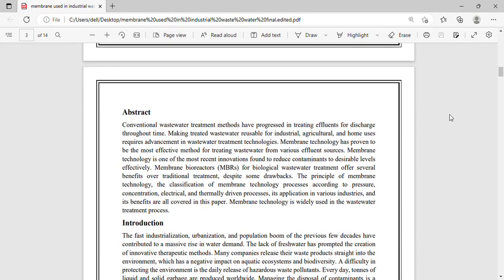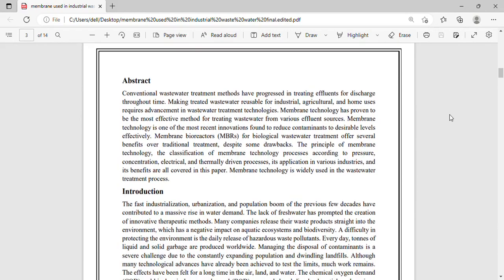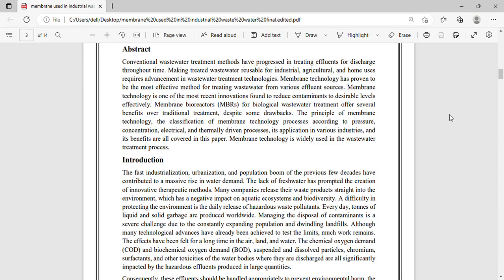As we know, conventional wastewater treatment methods have progressed in treating effluents for discharge throughout time. Making treated wastewater reusable for industrial, agricultural, and home users requires advancement in wastewater treatment technologies. Membrane technology has proven to be the most effective method for treating wastewater from various effluent sources. It is one of the most recent innovations found to reduce contaminants to desirable levels effectively.